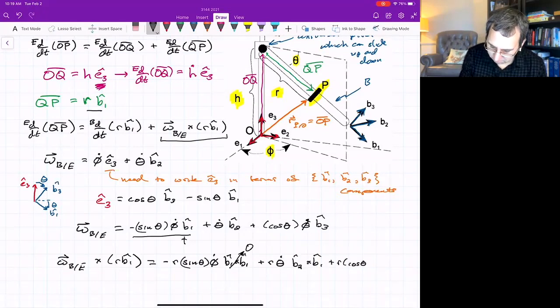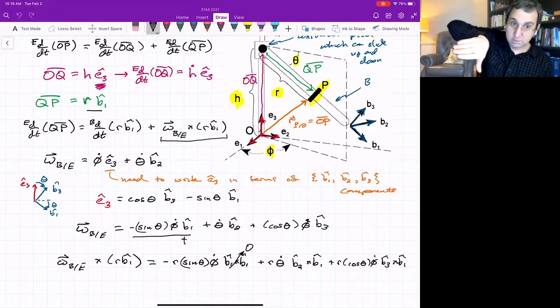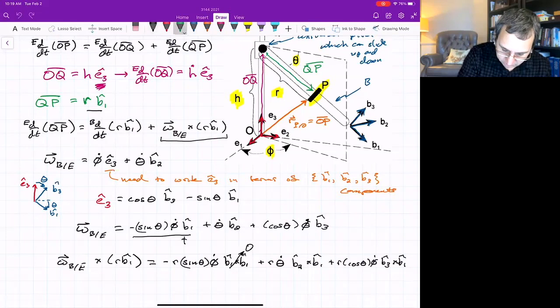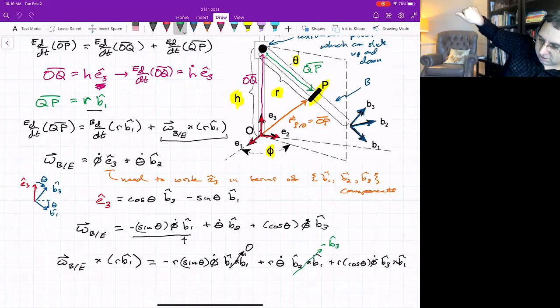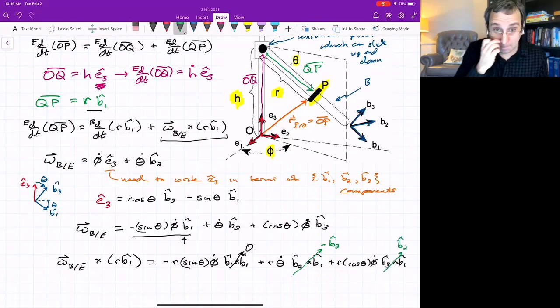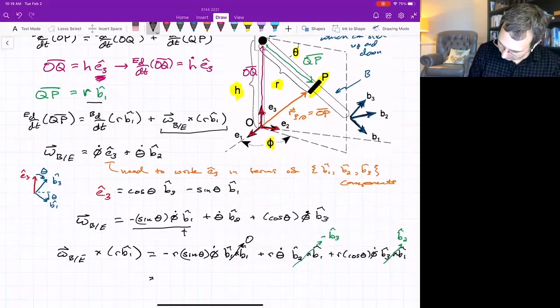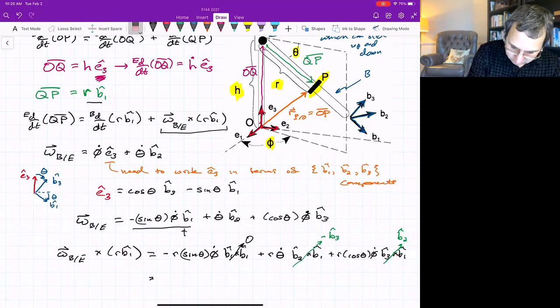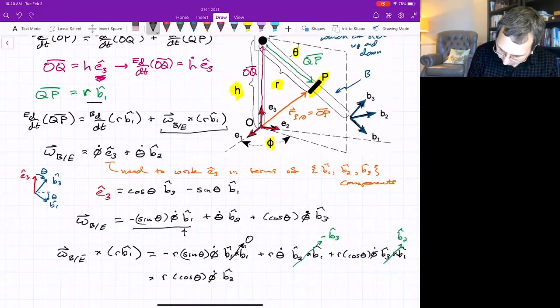Plus R cosine theta phi dot B3 cross B1. All right, got to use the right-hand rule. So B2 cross B1, my thumb is pointing in the negative B3 direction. So this goes into the negative B3 direction. B3 cross B1, my thumb is pointing in the B2 direction. So collecting terms and trying to put them in the order, like B1 component, B2 component, B3 component. This is R cosine theta phi dot B2 minus R theta dot B3.